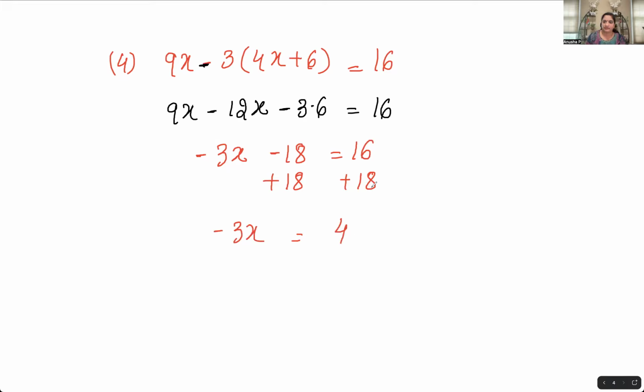16 plus 18 is 34. Minus 3 times x equal to 34.